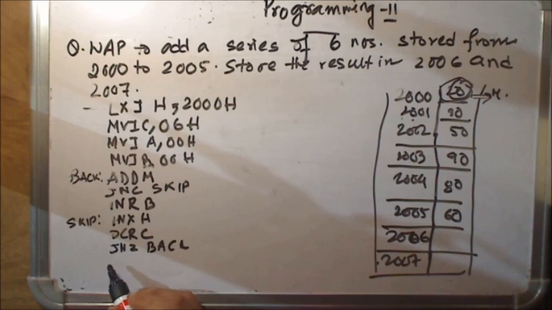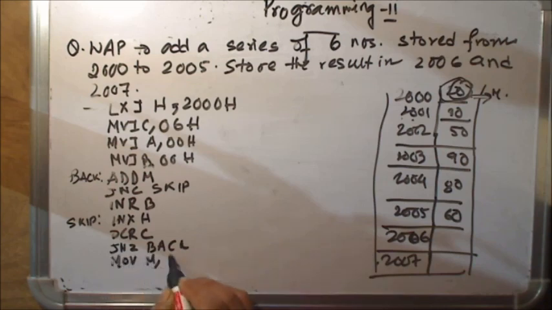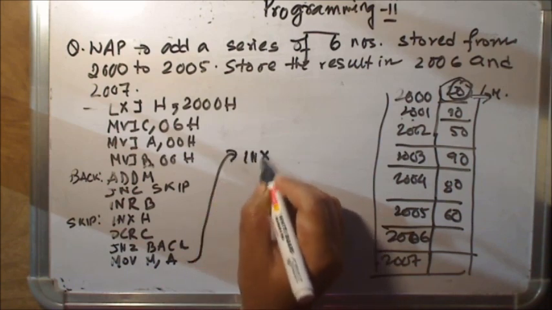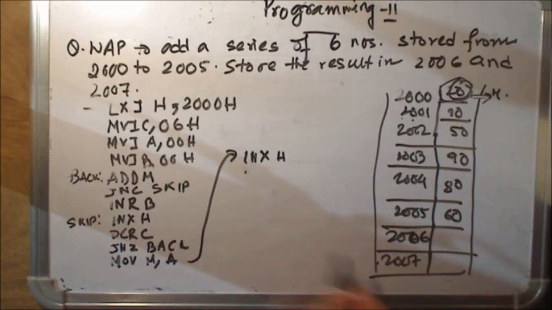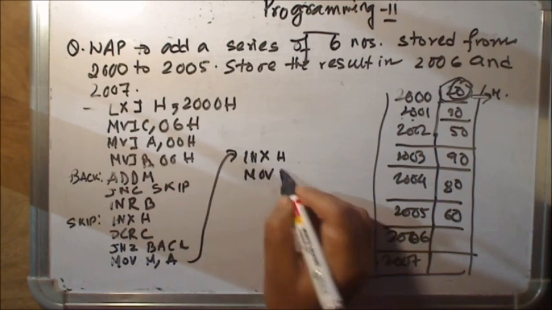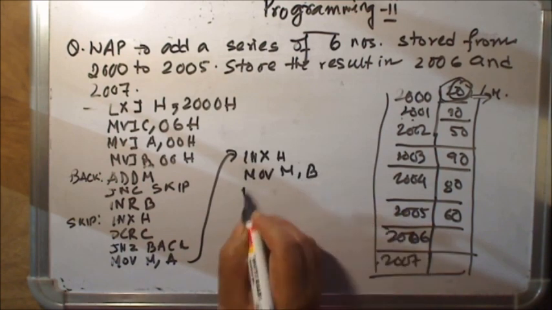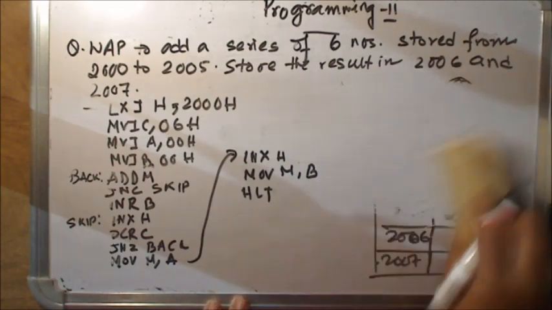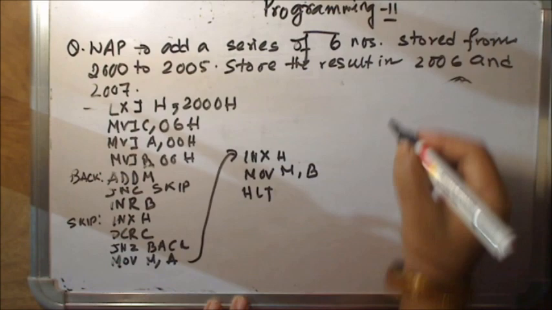Then copy the number, register A has got the sum. We will copy it into 2006, MOV M, A. Then we will go to the next memory location, INX H. Okay, it is 2007. Then we will store the carry, that is MOV M, B, and we will end the program. All clear?